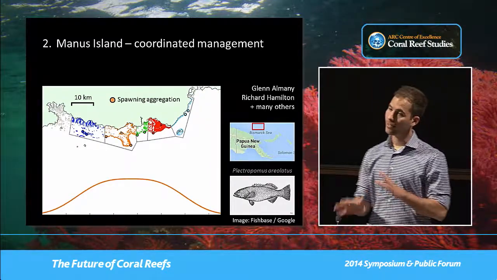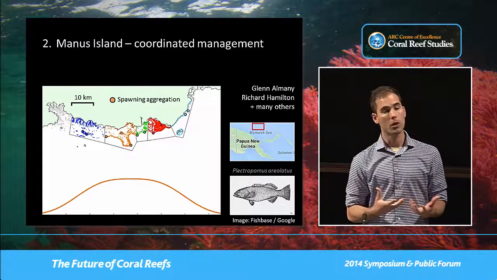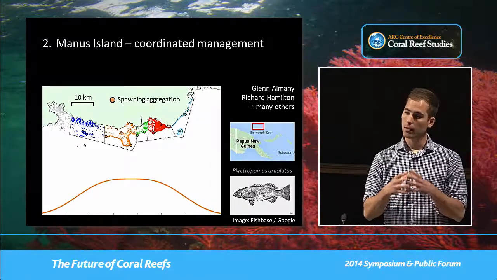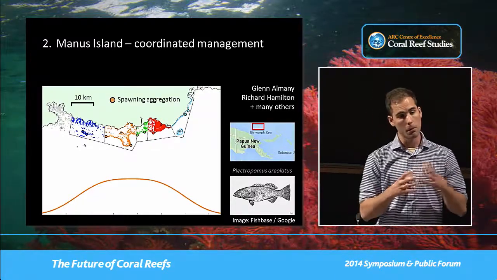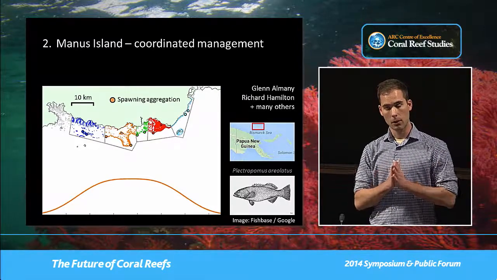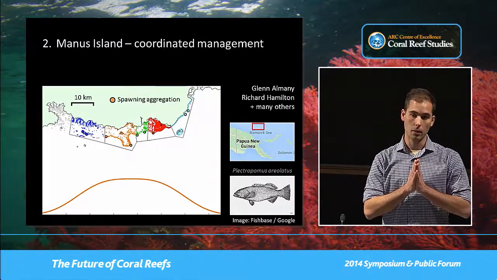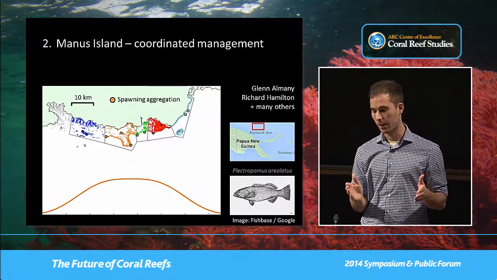And so, faced with this lack of fit between the management scales and the ecological scales, the solution that conservation theorists propose is coordinated management. That is, these groups get together and they agree amongst themselves on a management scheme that encompasses the whole stock. So we're trying to encourage the management scale to align itself with the largest possible conservation scale.